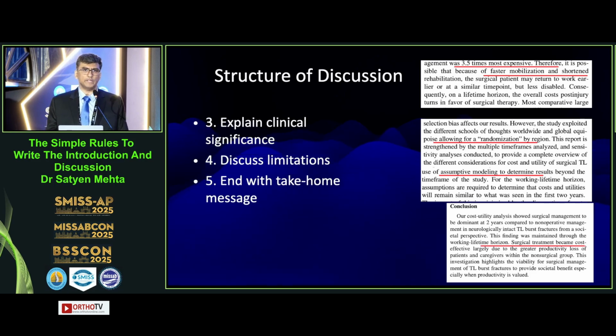limitations. You have to be very clear, open and frank about your limitations. The aim of your discussion is not to impress the reviewer with how good your study is, but to be very frank and open about it and say what the limitations are and how it could be improved in the future, and then end with a clear take-home message. If you follow this, it makes a complete, proper discussion.